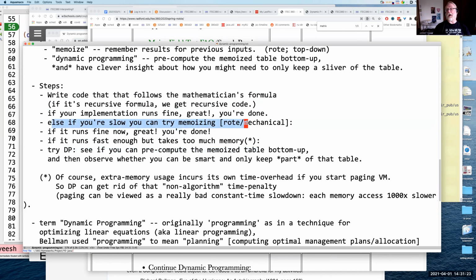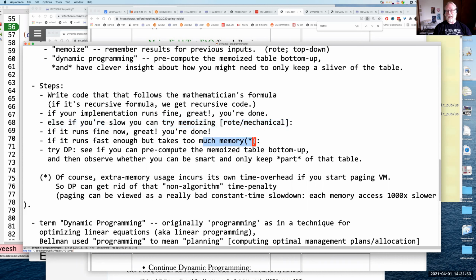If it's too slow, try memoizing. You still have your test cases, so you can check all those, and you might be done at that point. You might be done either because it runs fine, or because it runs too slowly and dynamic programming doesn't help. If you're in this little window though, where it runs fast enough, but uses a huge chunk of memory, and I can't do that in general when I'm running on the web server, when I push my code live, I can't take that much memory. Then consider dynamic programming. And by the way, I have a little asterisk here.